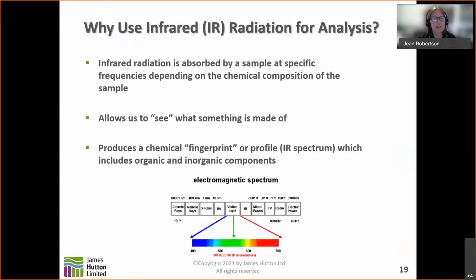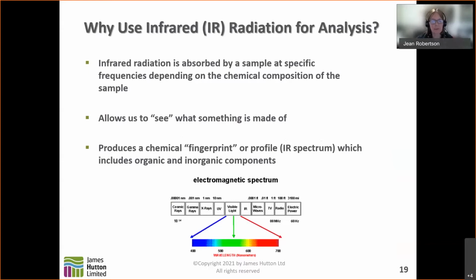Let's start by thinking about why we would use infrared radiation for analysis. Essentially, we're taking infrared radiation, which is just beyond the red end of the spectrum, which is where the name infrared comes from. Most people will be familiar with that as heat radiation. That type of radiation is absorbed by a sample at specific frequencies depending on the chemical composition of the sample. So although it's not seeing in the way that we do with visible light, it does still allow us to see what something's made up of.